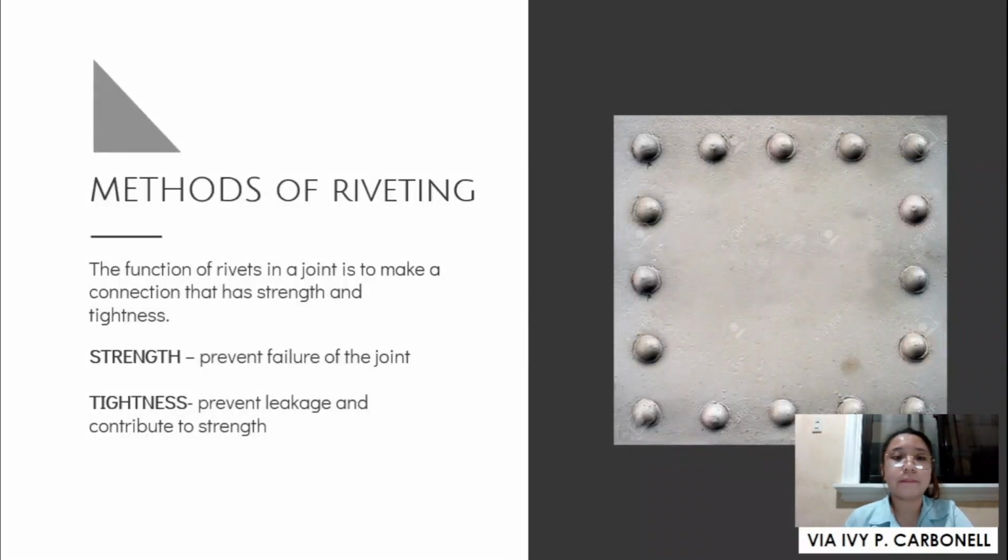So let's proceed with the methods of riveting. The function of rivets in a joint is to make a connection that has strength and tightness. The strength is necessary to prevent failure of the joints, while the tightness is also necessary in order to contribute to strength and to prevent leakage in boiler, ship, etc.